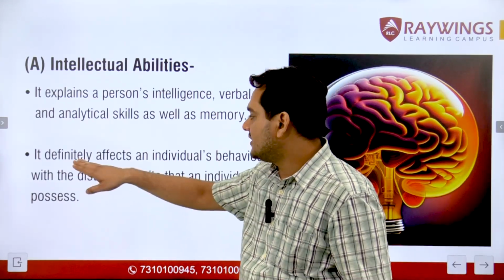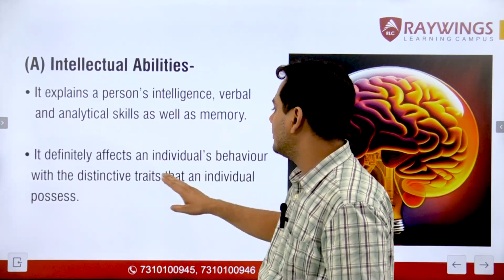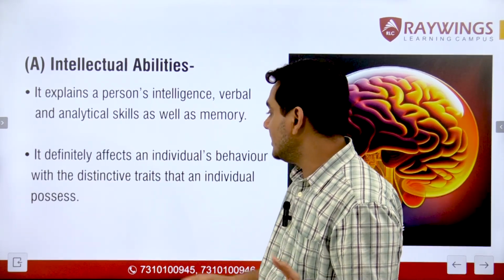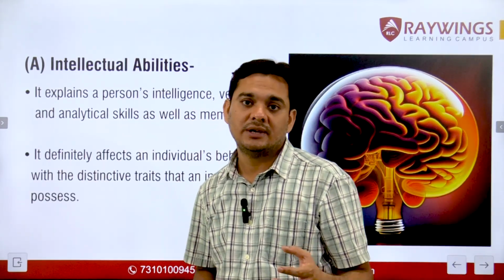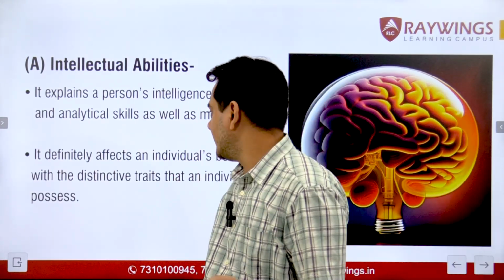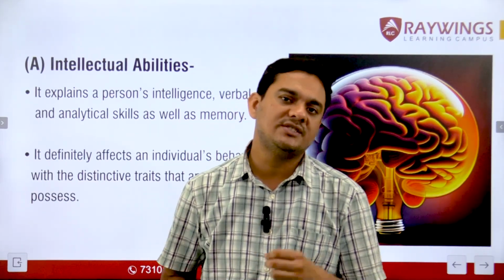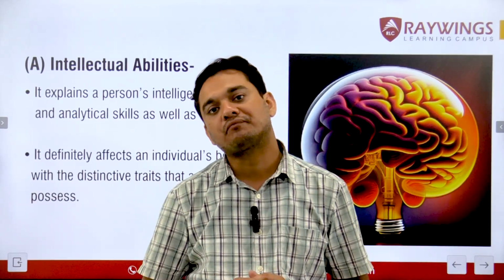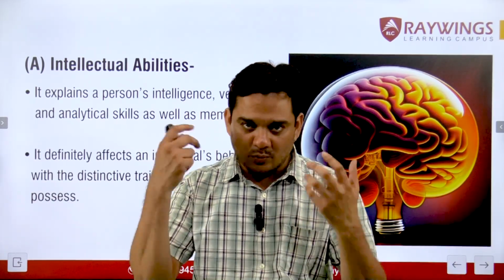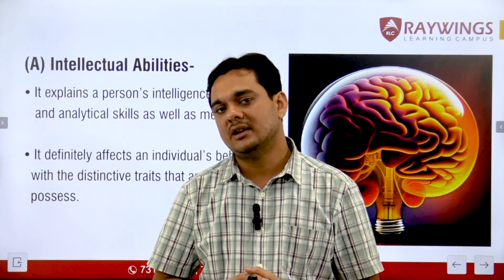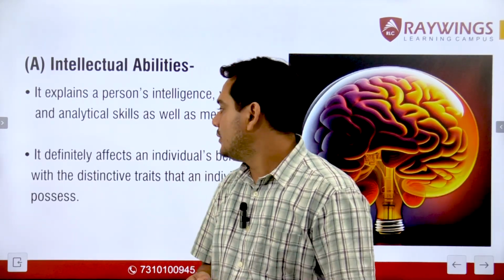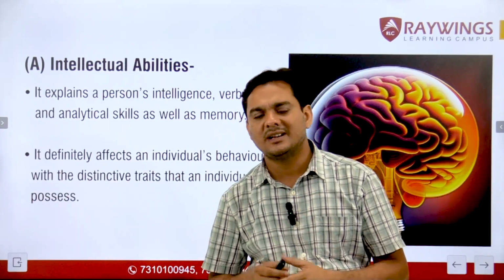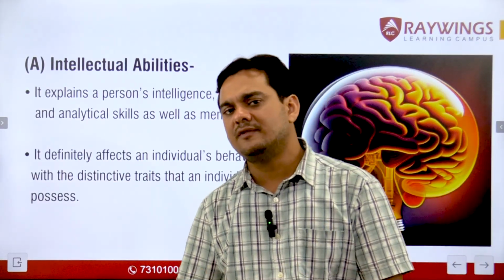Next, we say it definitely affects an individual's behavior with the distinctive traits that an individual possesses. So what is this? It affects individuals' behavior. Now, the behavior of an individual is affected by the distinctive traits or the qualities, the features that they have. An individual possesses them. So the different qualities and traits that we have in ourselves definitely influence our behavior. And that is the reason why we behave in a particular manner. That is the reason why we behave in a different way.